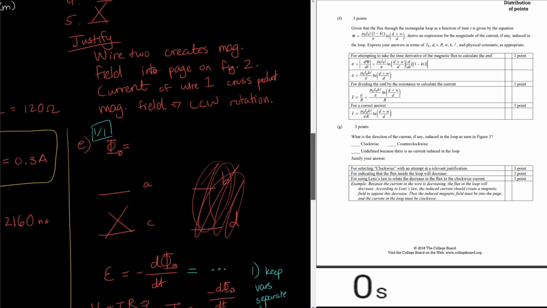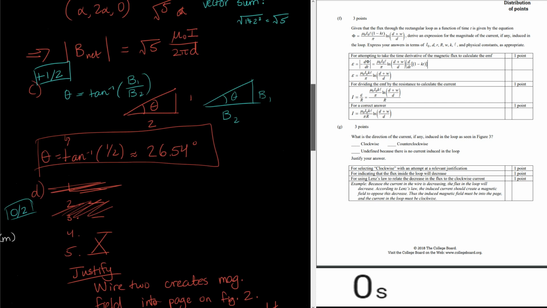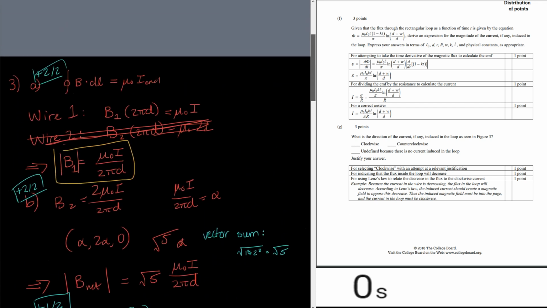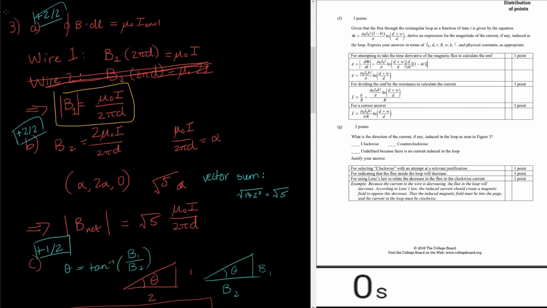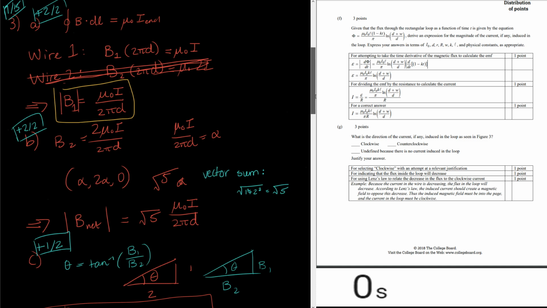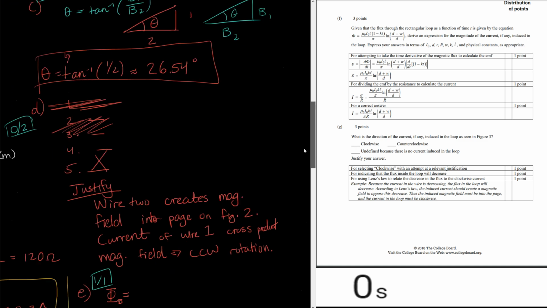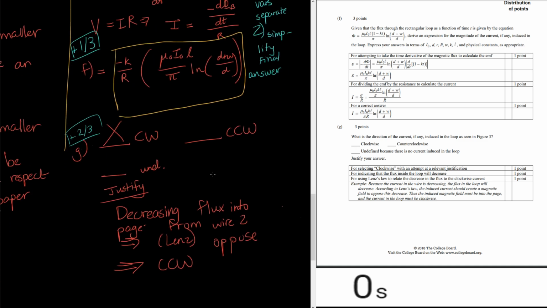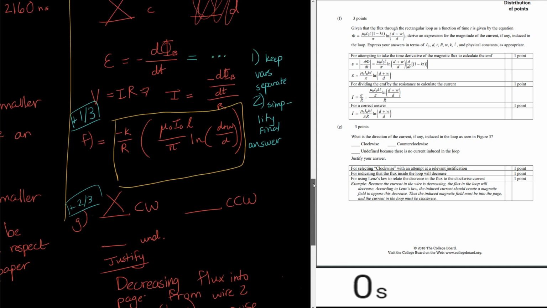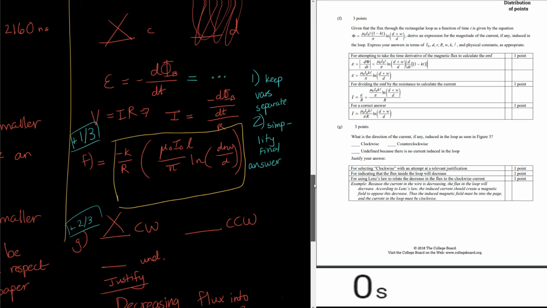2, 3, 4, 5, 6, 7, 8, 9. So this was 9 out of 15. Not as great. If I had a little more time, I could have justified this better. If I had a little more time, I might not have been rushed here and I could have simplified.